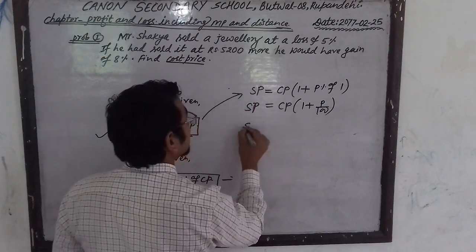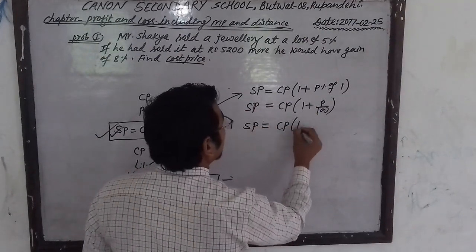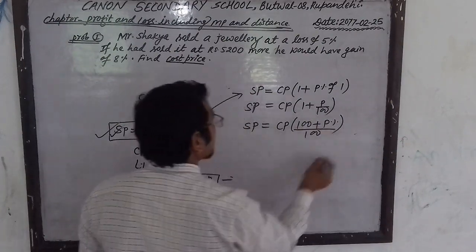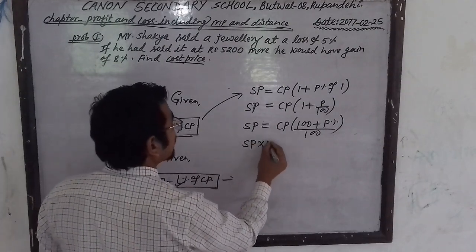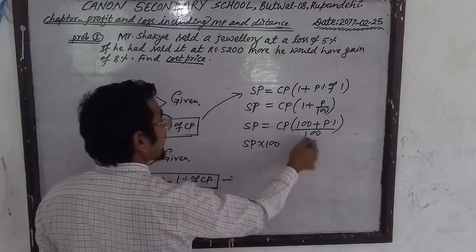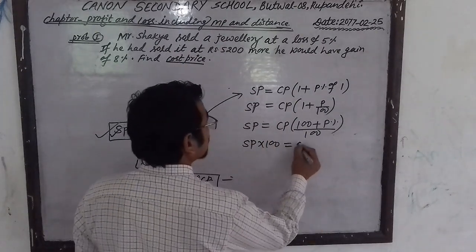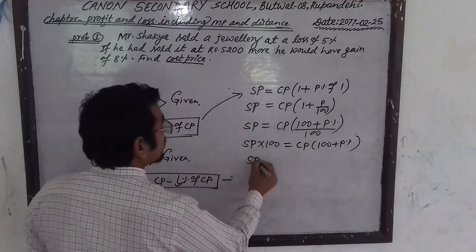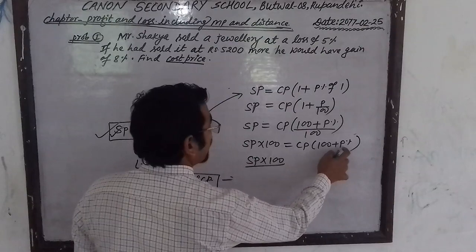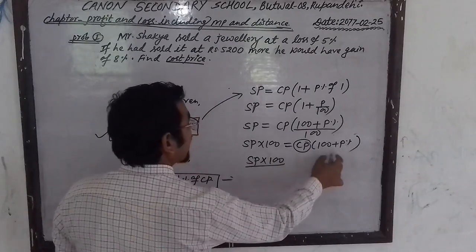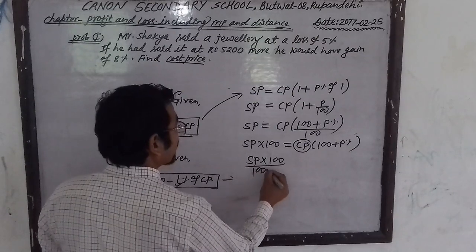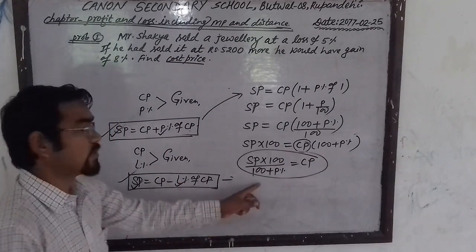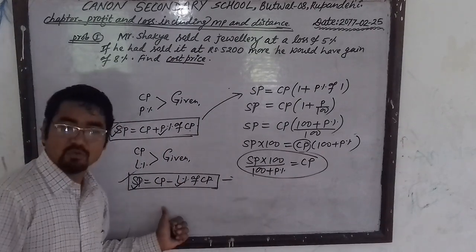SP stays as it is. Taking LCM, we can write CP times 100 plus profit percent, divided by 100. The 100 in the denominator goes across by cross multiplication, so SP into 100 is equal to CP into 100 plus profit percent. To find CP, the multiplier 100 plus profit percent goes to the other side as a divisor, so CP is equal to SP into 100 upon 100 plus profit percent. Like this you can find it yourself. Similarly, we can do it for the loss case also.